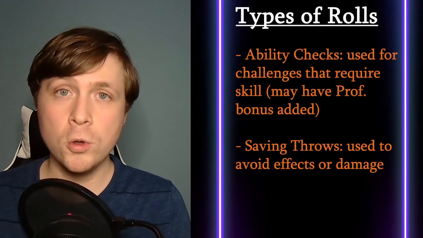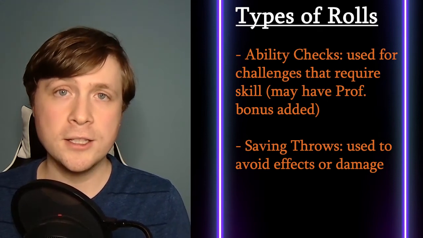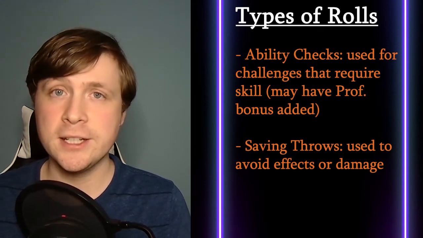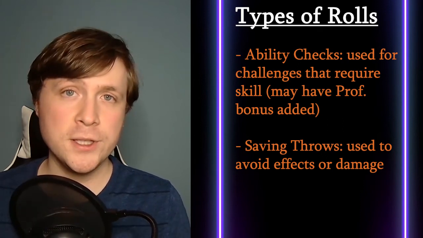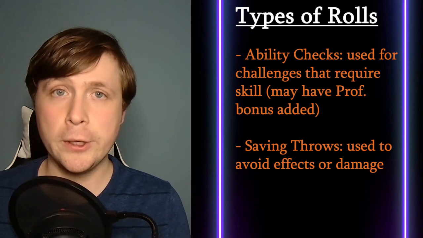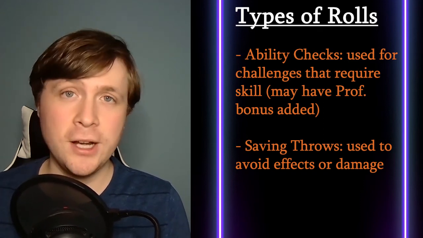Saving throws are rolls that you use to avoid a harmful effect. These come up a lot in spells where you may be asked to make a dexterity or a constitution saving throw. That's why saving throw proficiencies are in a different section of your character sheet, and why certain classes have specific defenses that they specialize in.